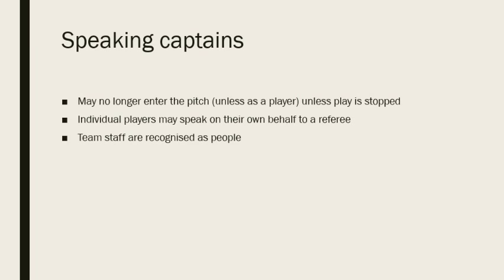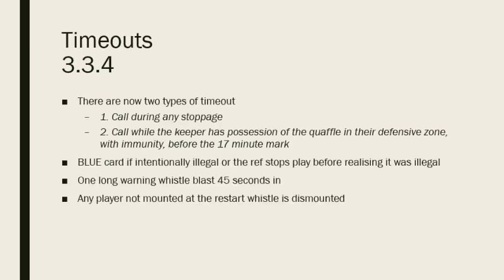And there's also recognition of team staff in the rulebook about who's allowed to be in the box and at what times. Team staff now exist. All right, timeouts. This one was pointed out to me by someone who read my thread because I didn't notice this at all when I first read it, and I think it's kind of cool. So there's now two types of timeout. The second one there actually is what it's always been. So when the keeper has possession of the quaffle in their own defensive zone when they have immunity before the 17-minute mark.